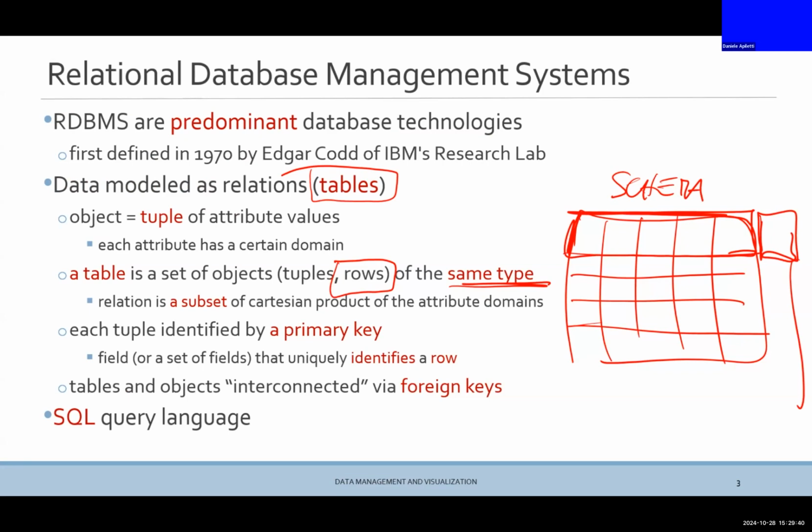Each row has a primary key. The primary key is a special attribute whose purpose is to identify uniquely each record, each row. It has two features, unique and not null. So it must be evaluated to a given value, being a string or a number, we don't care. It cannot be null, and it must be unique. So no two rows exist having the same primary key.